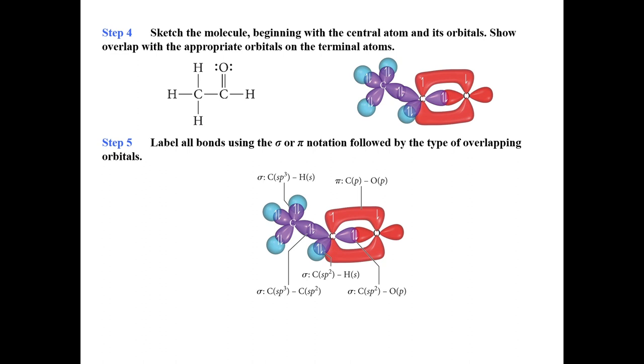Okay, so here are the diagrams. Let's also count how many sigma bonds and pi bonds there are. So remember, all single bonds are sigma bonds, and with multiple bonds, one of them is a sigma bond. So how many sigma bonds are there in this molecule? We have 1, 2, 3, 4, 5, 6. 6 sigma bonds, and how many pi bonds? We've got 1.